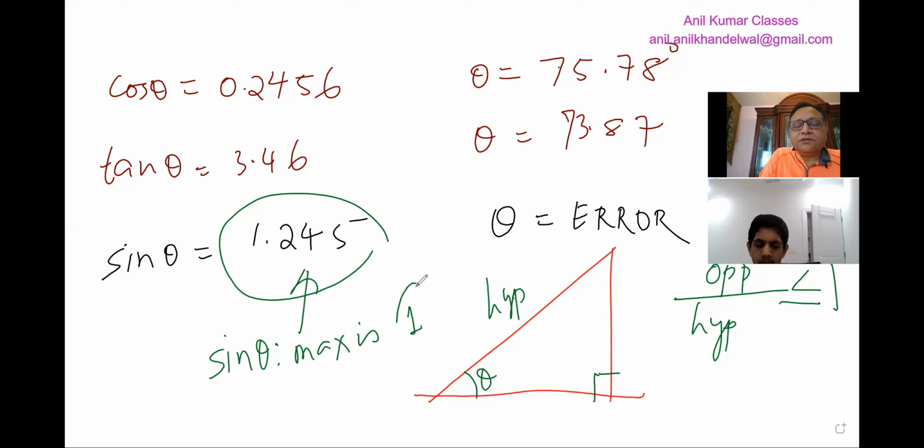Maximum is 1. That is why it was an error. The same is the case with cosine. However, tan is a ratio of opposite and adjacent, these two sides. So it could have any value, correct? Very important thing to understand.